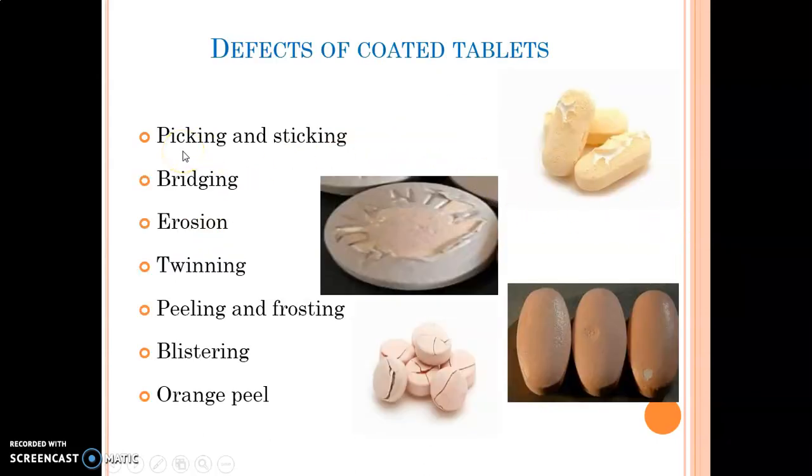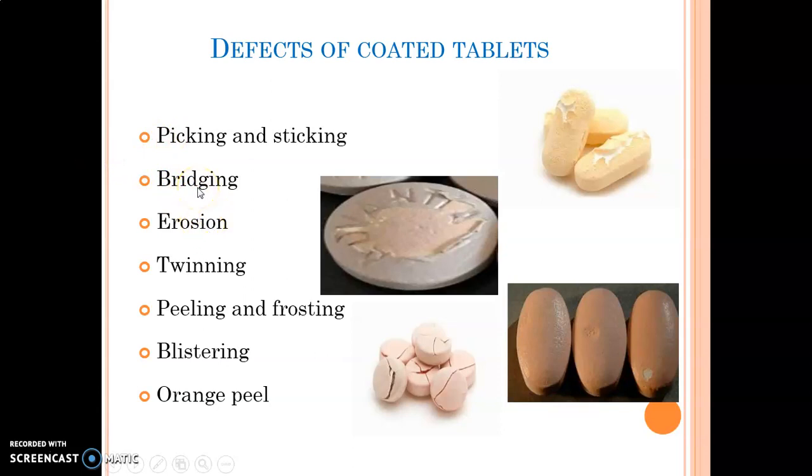Coming to the defects of coated tablets, the first ones are picking and sticking, bridging, erosion, twinning, peeling and frosting, blistering, and the last one is orange peel effect. We'll see them one by one. First is picking and sticking. This is when the coating removes a piece of the tablet from the core. That is called picking and sticking.